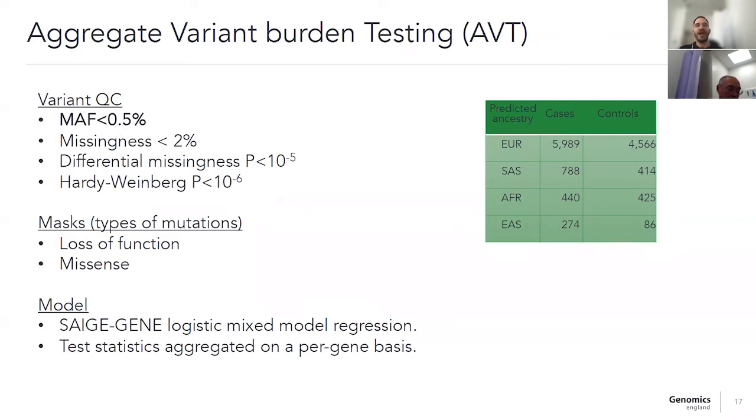technologies. And when we performed this type of analysis, we particularly used two types of masks or types of mutations that we aggregated, which were loss of function and missense type of mutations. We used SAIGE-GENE, logistic mixed model regression, and the test statistics were aggregated on a per gene basis.